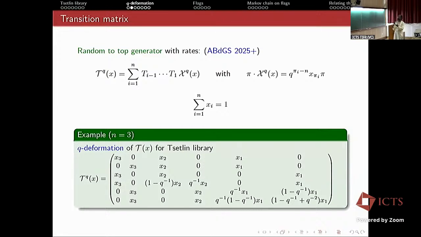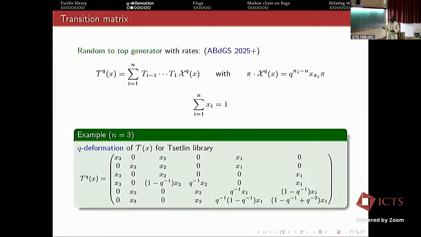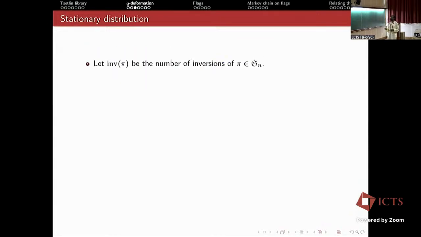And okay, I want to tell you 2 results which generalize the Tsetlin library. One is for the stationary distribution. Again, you can run this Markov chain many times, and you're looking at the row eigenvector with eigenvalue 1. So that's the stationary distribution.